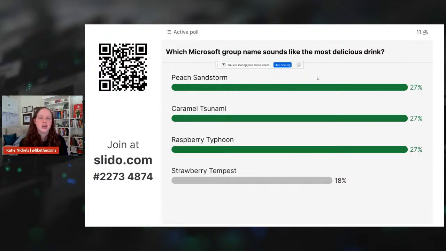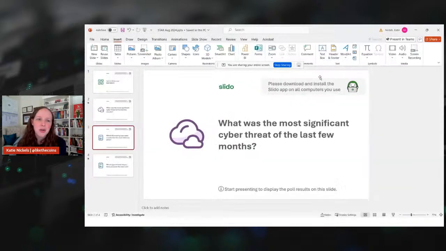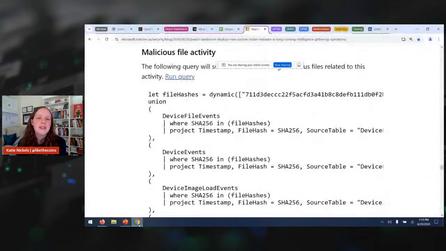Sherrod from Microsoft actually made a whole recipe book, including drink recipes, for these. So see, Strawberry Tempest, no one's a strawberry fan. I don't know. I would enjoy a Raspberry Typhoon cocktail or drink or mocktail myself. So I'm just having a little fun with those group names. Love them or hate them, it's a useful way to try to keep track of all of these different actor groups.